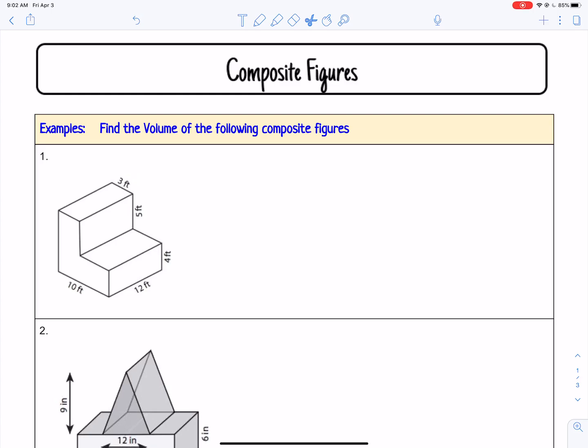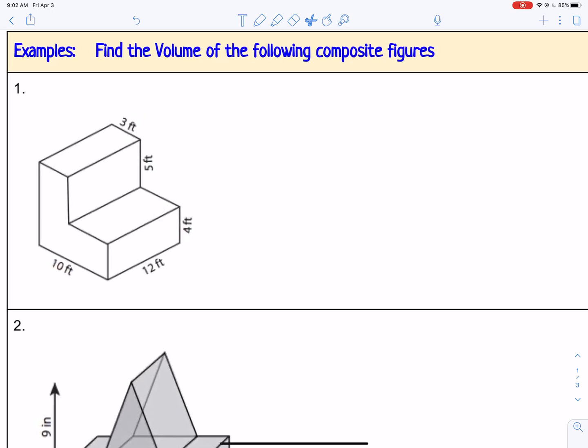In this video, we're going to take a look at composite figures. So to find the volume of a composite figure, you want to look at the figure and try to divide it into shapes that you can find the volume of easily, and then add them together.